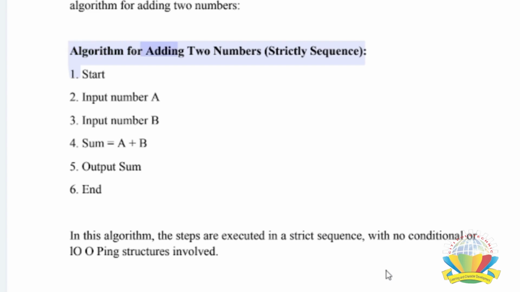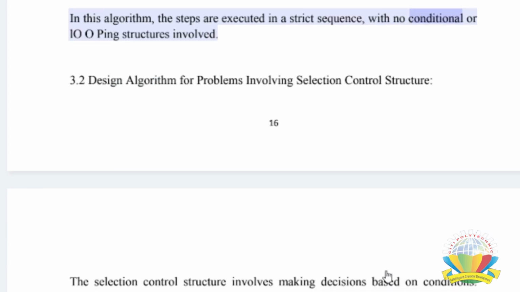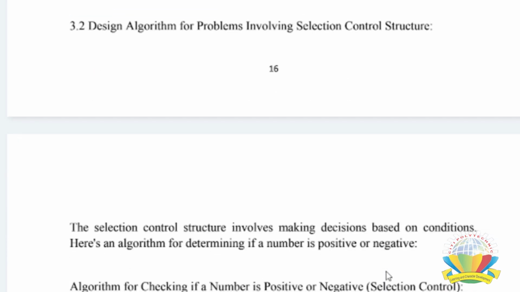Algorithm for adding two numbers, strictly sequence. 1. Start. 2. Input number A. 3. Input number B. 4. Sum = A + B. 5. Output sum. 6. End. In this algorithm, the steps are executed in a strict sequence, with no conditional or looping structures involved.